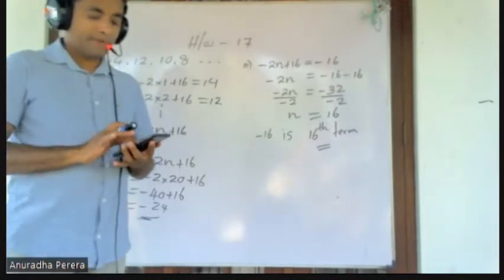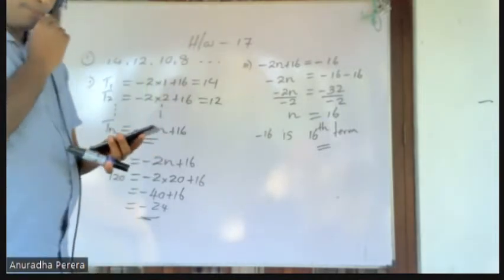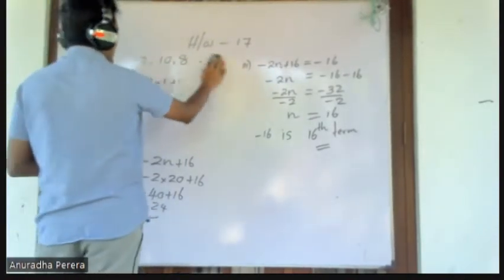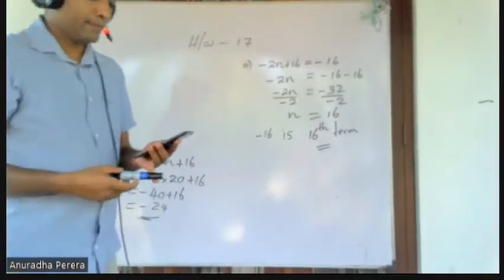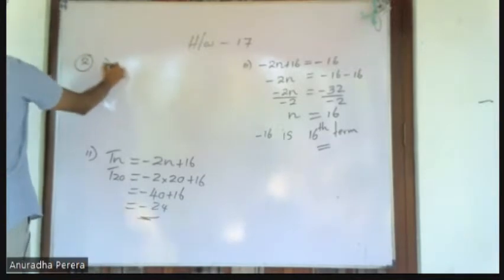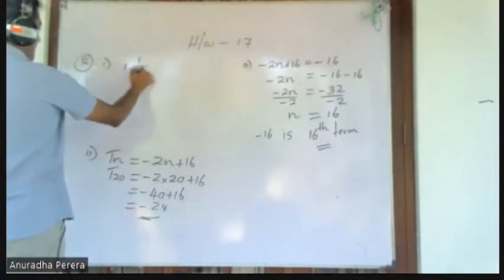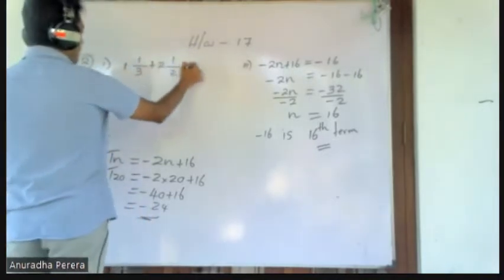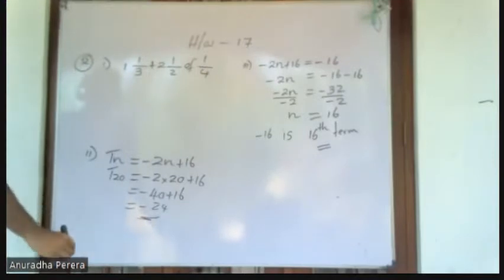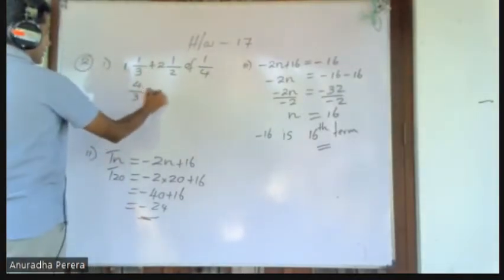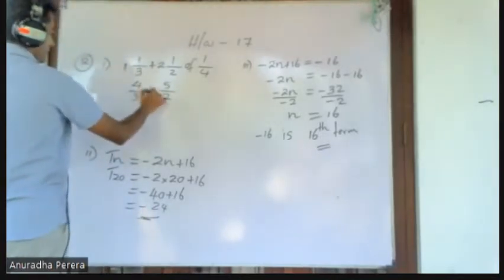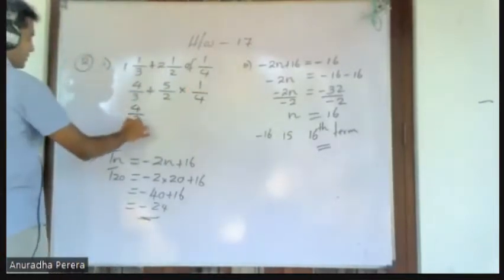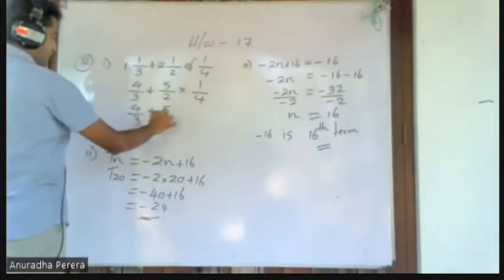Second question. Fractions. 1 1/3 of 2 1/2 of 1/4. As improper fractions, 4/3, 5/2. Of means multiplication. First do the multiplication, 4/3. There are no common factors. Separately multiply numerators and the denominators. 5/8.